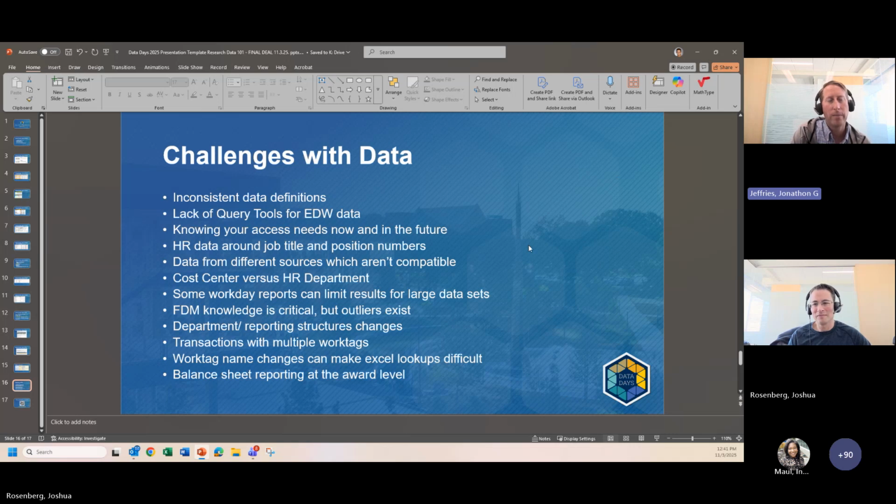Lack of a query tool. If anybody was around when we used to have PeopleSoft Financials, it had this nice little tool embedded where somebody like me that's not really a coder or SQL expert could go in there and really easily, if they knew their data, pull data into an Excel spreadsheet and manipulate it. Workday doesn't really have a tool like that. With EDW, you have to really know your tables. You have to know how to use SQL.